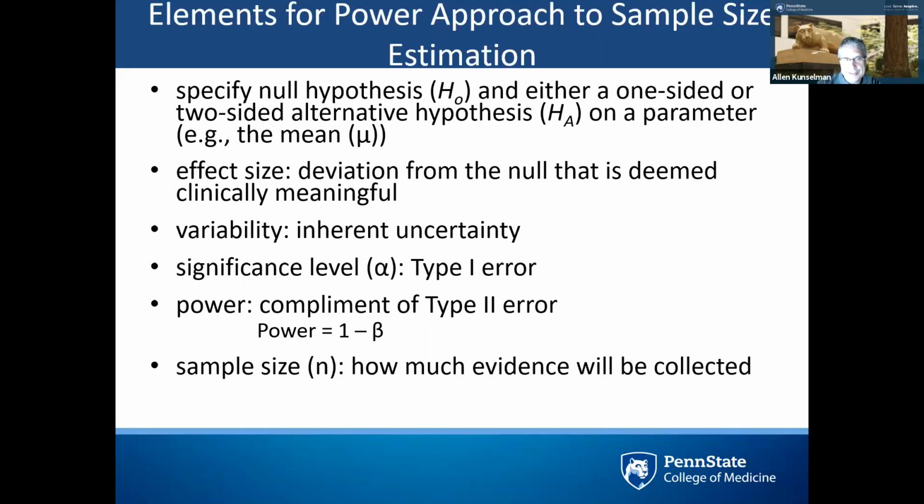What's the variability? For example, what's the standard deviation of the primary outcome of interest? And then what are the type 1 and type 2 errors you're willing to accept? Type 1 errors typically you'll see denoted as an alpha, and type 2 errors typically denoted as beta. And I guess I do have one formula on this slide. Power is basically 1 minus your type 2 error. The only formula in the whole slide. And then the sample size is how much evidence you want to collect to verify your hypothesis.